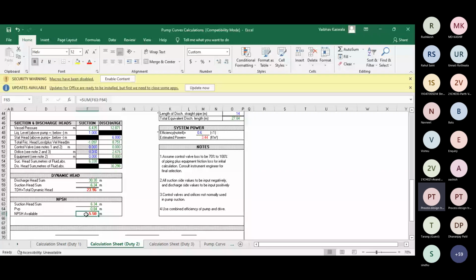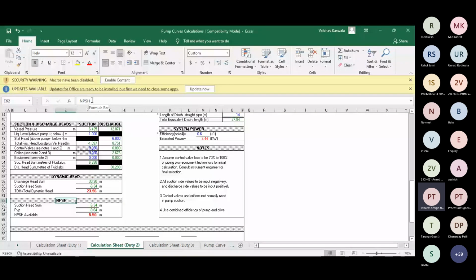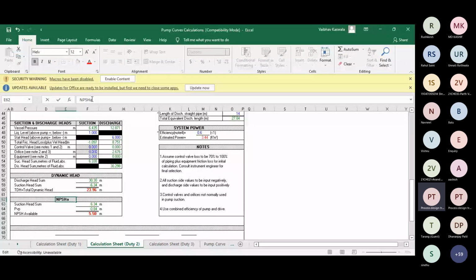What you calculated, this is basically NPSH available, right? This is NPSH available. So always your NPSH available should be more than this. The vendor will give you the NPSH required, which will be less than this, right?